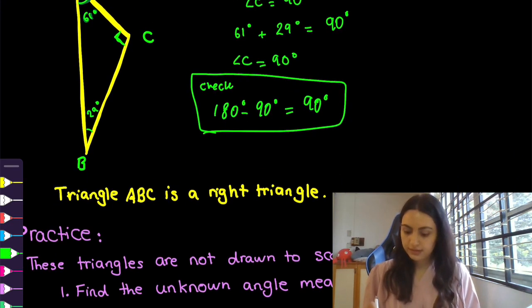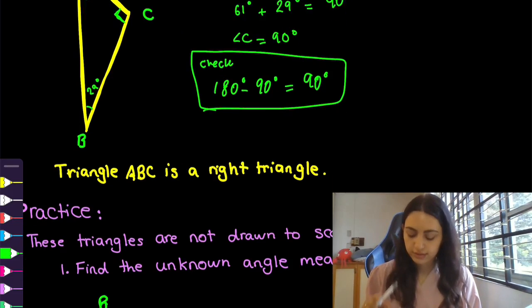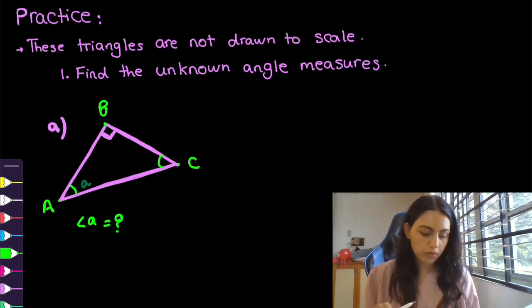Triangle ABC is a right triangle. What do we call a right triangle? We call a triangle a right triangle when one of the angles is a right angle. Which one of the angles is right? Angle C. Okay? Now we're going to do one practice.